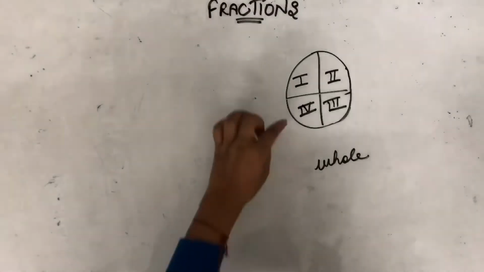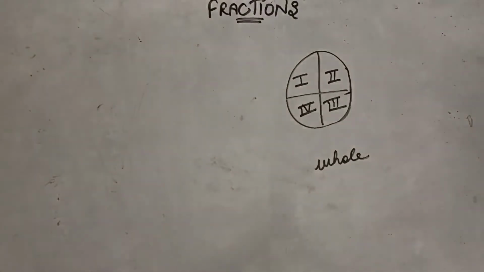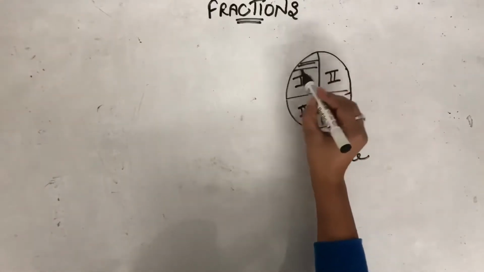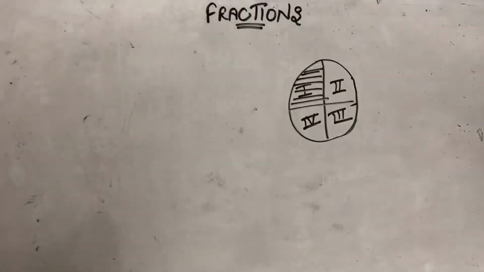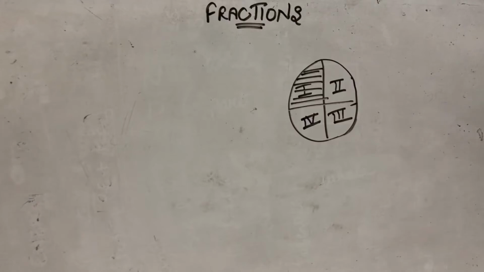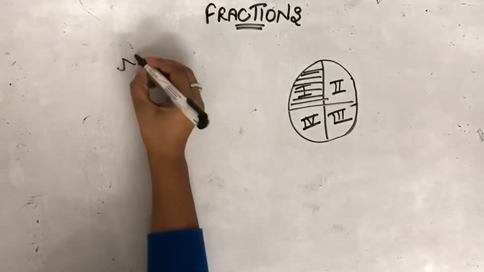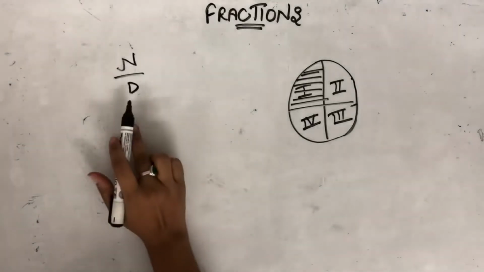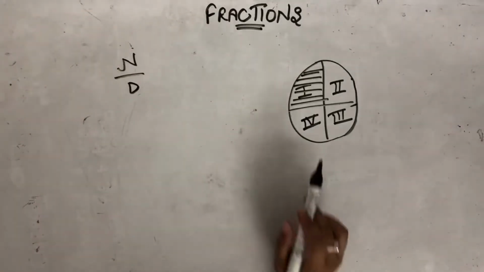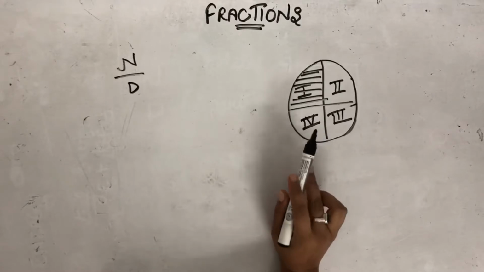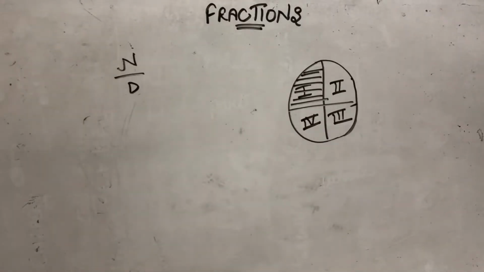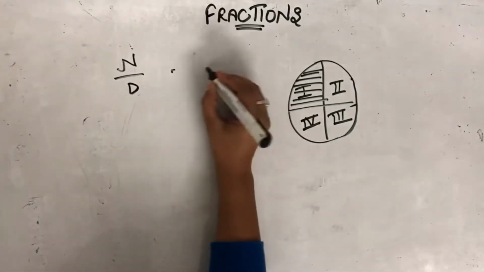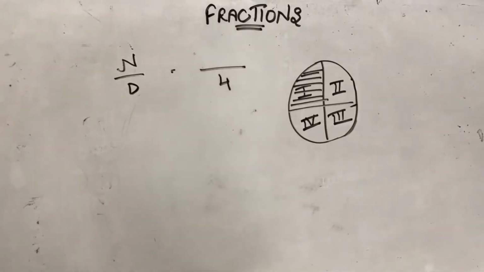Let's say I am taking out this part of pizza. It means now I've taken out this part of pizza. So how to write the fraction? It will be written as numerator upon denominator. Now in denominator what will you write? The total number of parts in which the figure is divided. Like this pizza is divided into 4 parts, 4 slices. So in denominator you will write 4.